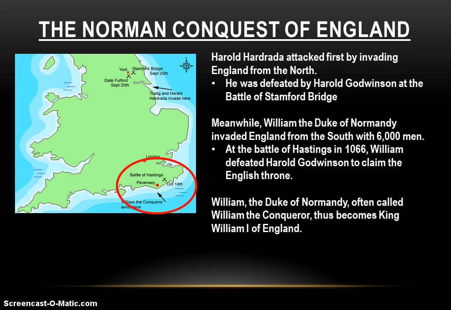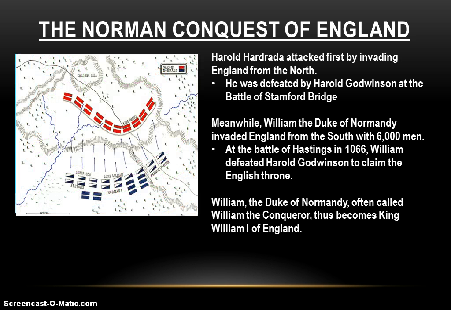Well, hearing about this, Harold Godwinson now force marches his army to the south of England so they can meet this invasion head on. And in October of 1066, Harold Godwinson and William, the Duke of Normandy, will engage in the final battle for control of England. At the Battle of Hastings, the invading Normans and the English army go head-to-head all day long.